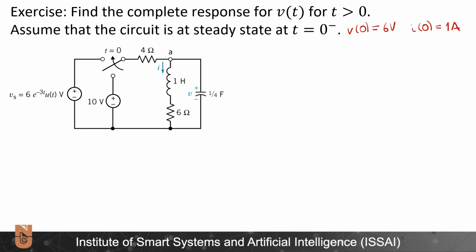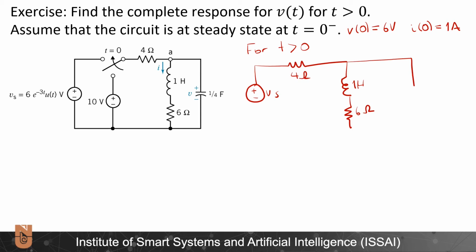After finding the initial conditions, let us draw the circuit for t greater than 0. Here we will have plus-minus Vs, 4 ohms, 1 henry, 6 ohms, and here a 1/4 farad capacitor. And I can draw this like this. Here the voltage over the capacitor is defined as V, and if I define this as the reference node, I would also have V at this point, and the current I is defined this way.